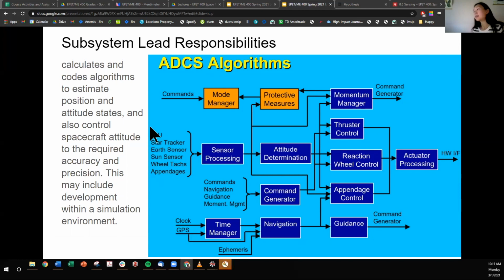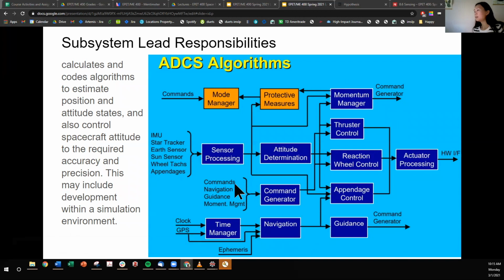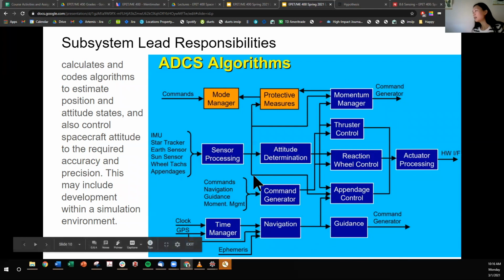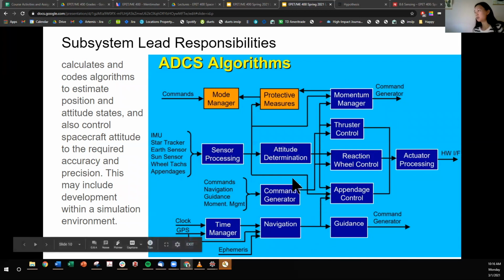So let's see, some inputs could be all of your sensor measurements. So your role now is to process those sensor measurements, determine attitude. Before we go into these more integrated algorithms, let's go into the other isolated algorithms. You could also take in commands for your navigation and guidance and momentum management, which can generate a specific command. You're converting maybe a human readable command to something that is more interpretable for the hardware.